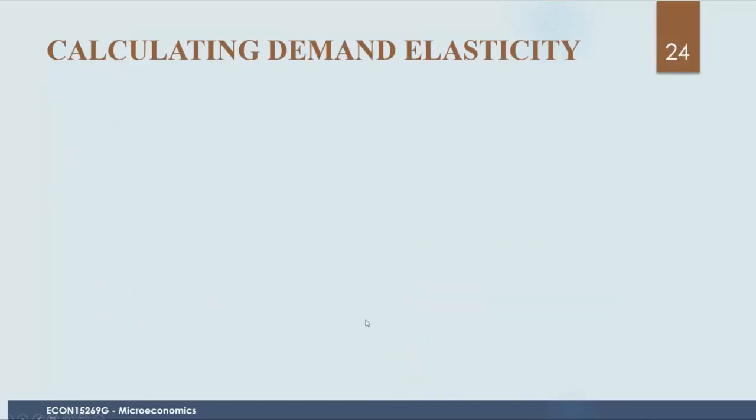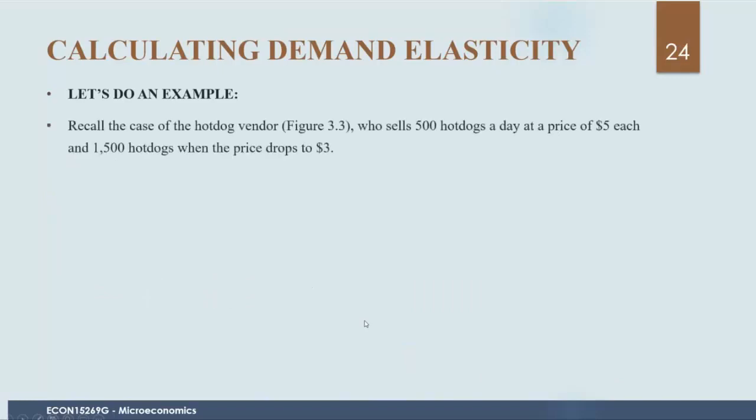So let's do an example. We had a case before with a hot dog vendor. This hot dog vendor will sell 500 hot dogs a day if the price is $5 and 1,500 if the price is $3. Okay, so let's calculate the price elasticity of demand between these two points on the demand curve.